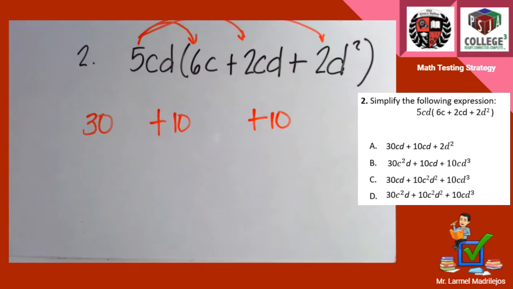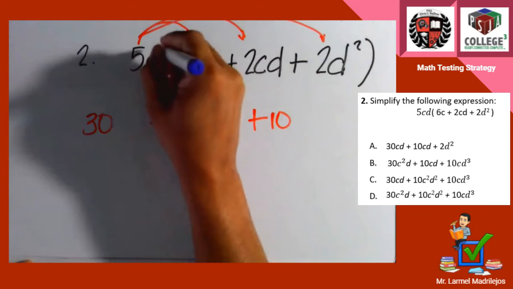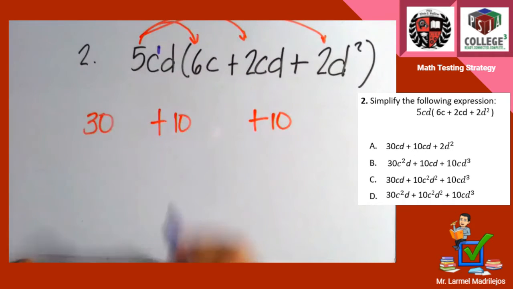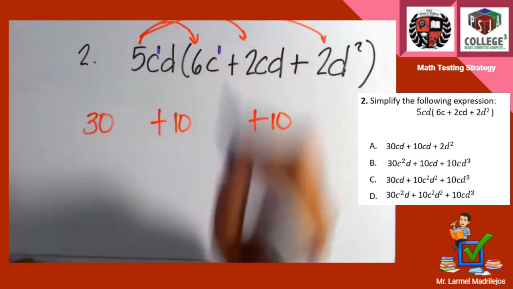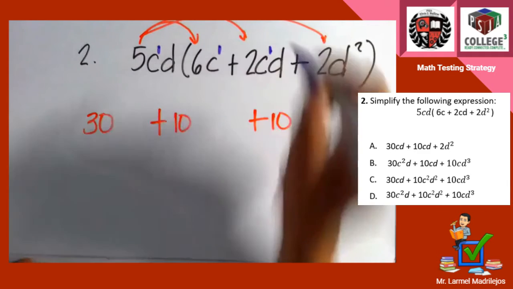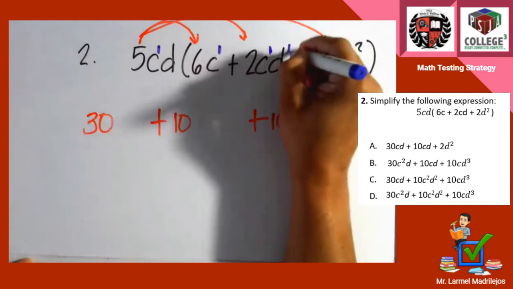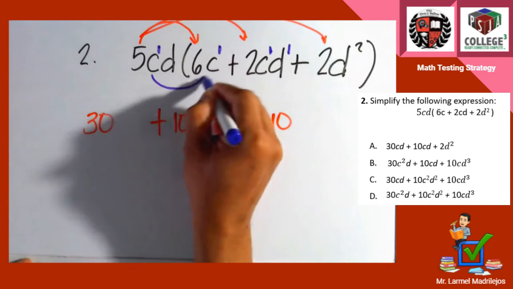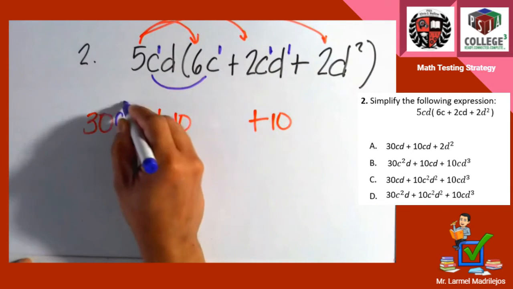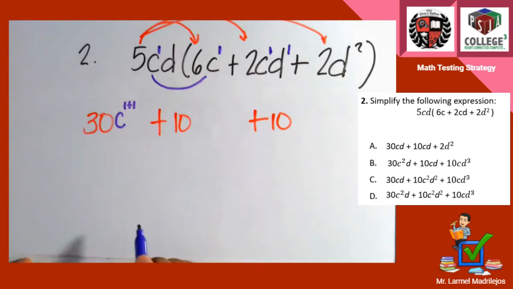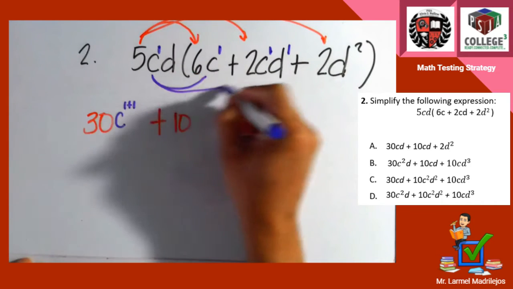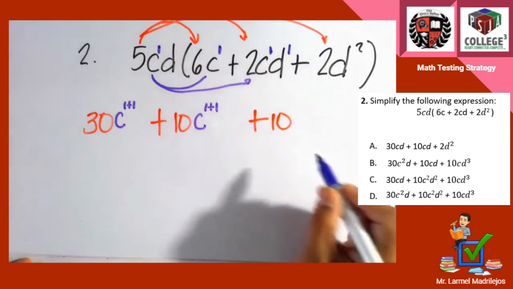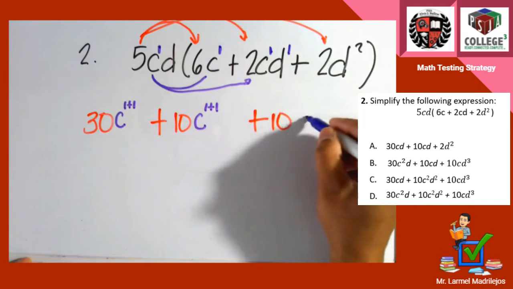Next, I'm going to work on the C. Okay, the C. Remember, if there's no exponent, it means 1. So there's no exponent here, it means 1. Same thing with this, it means 1. D doesn't have an exponent, it means 1. So I'm going to work with C. C times C, so we're going to add 1 plus 1. Okay. Another one here, C times C, 1 plus 1. I don't have C there, so I'm just going to leave this as C here.